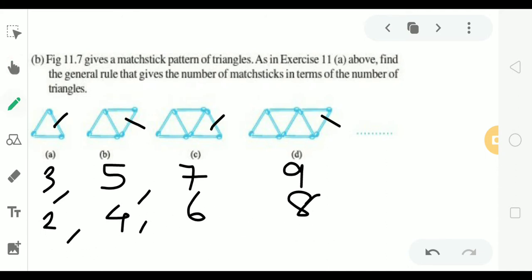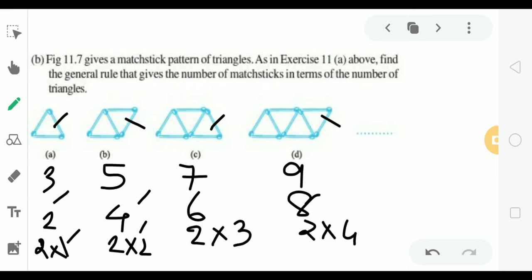So the multiplication table of 2, we can get this as 2 times 1 is 2, 2 times 2 is 4, then 2 times 3 is 6, then 2 4s are 8. But if there are x matchsticks, the rule will be 2 times x, and so on. And here in fact there are 3 sticks.